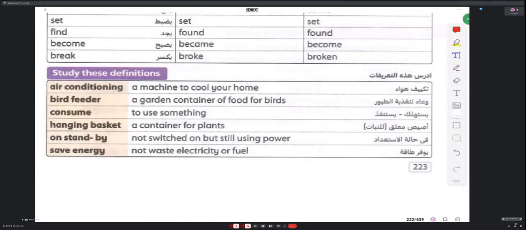Air conditioning, a machine to cool your home. Bird feeder, a garden container of food for birds. Consume, to use something up. Hanging basket, a container for plants. On standby, not switched on, but still using power. Save energy, not waste electricity or fuel.